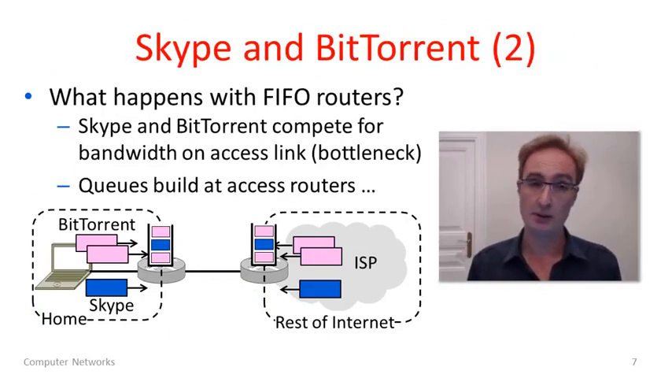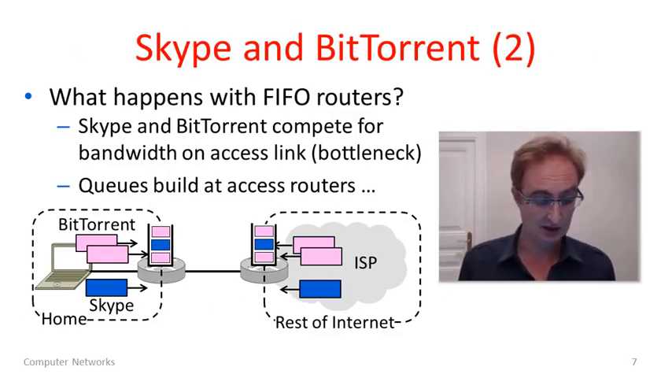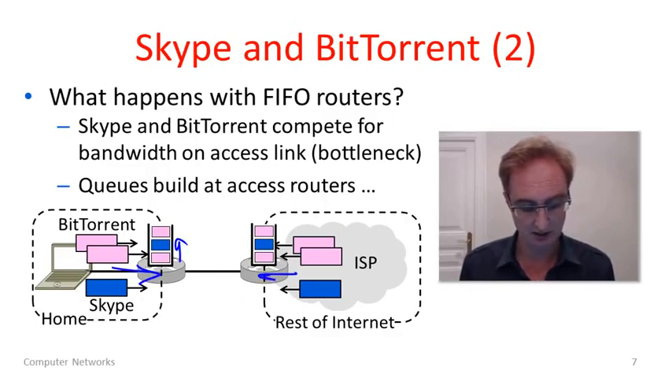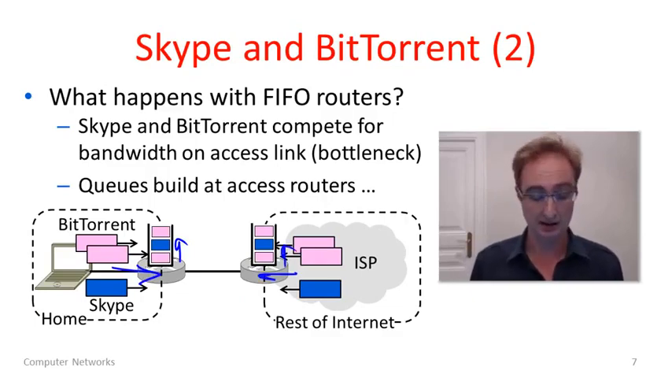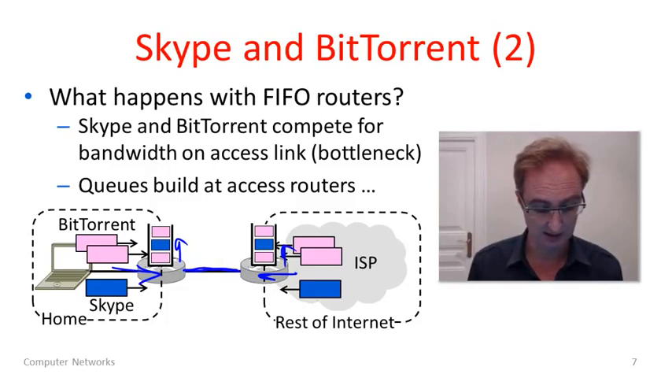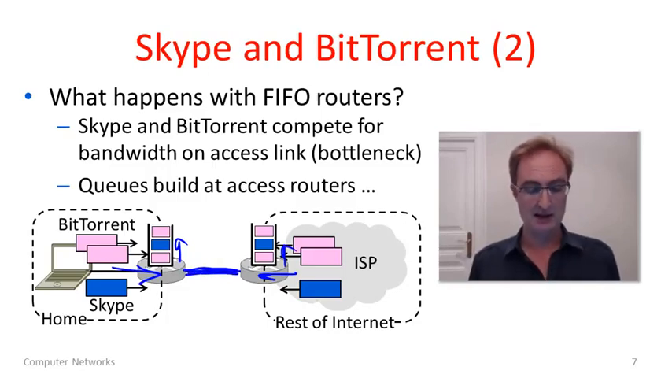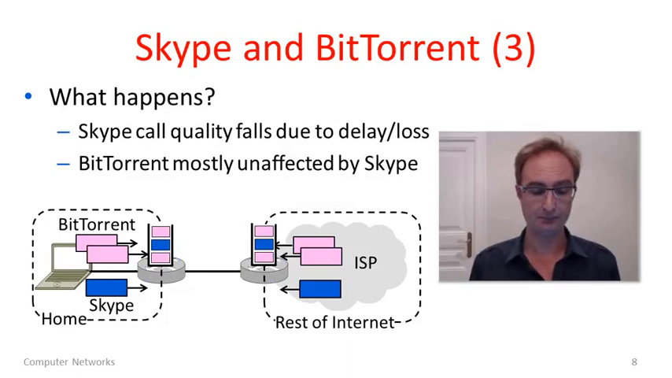Okay, so let's see what happens when we run these two applications with FIFO routers. Well, the two applications are going to send packets. In this direction, they'll build up this queue here, and in this direction, they'll build up this queue here as packets queue to get onto the bottleneck link over the access link here. Now, the two applications will compete over the link, and as they compete, and Skype sends a lot of traffic, queues are going to build up.